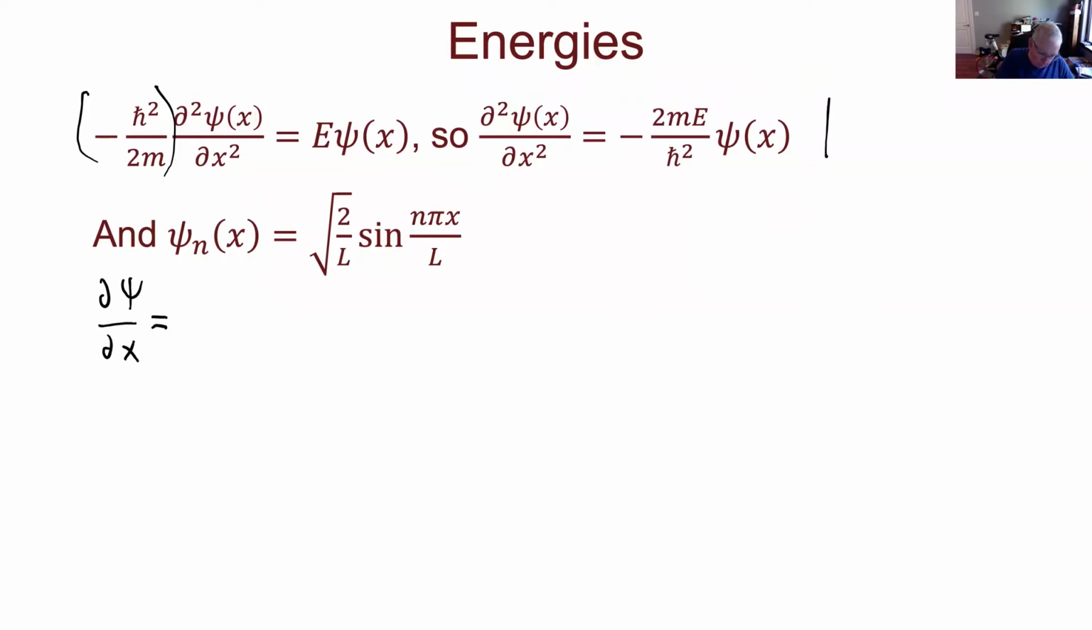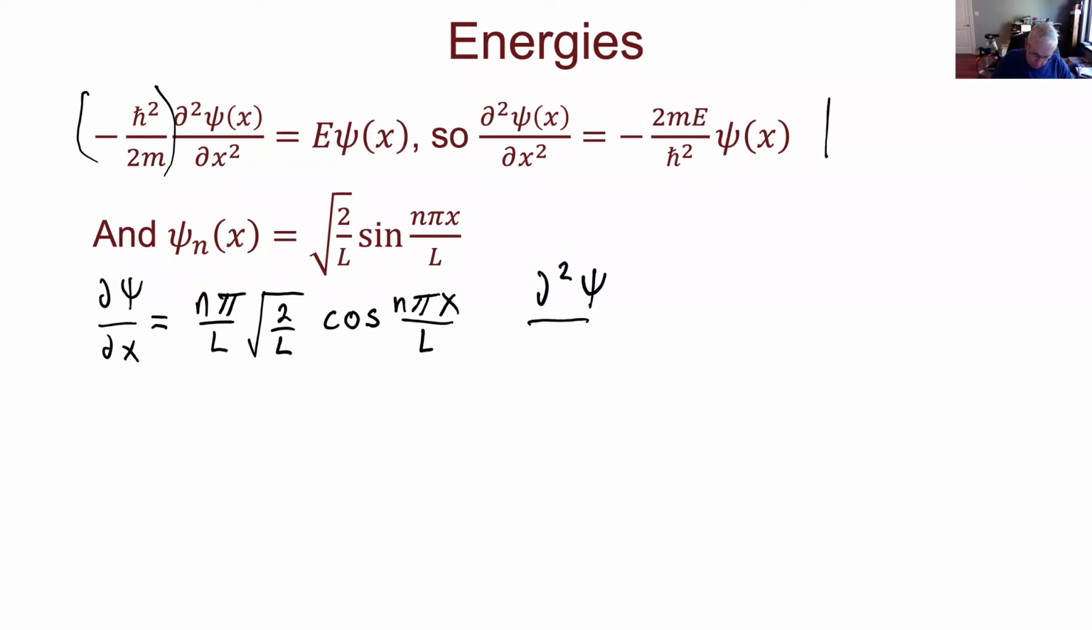If I do that, what am I going to get? I'm going to get an n pi over L from inside. I'm going to get a square root of 2 over L from the normalization factor, and I'm going to get a cosine of n pi x over L. So that's the first derivative. I need to do the derivative one more time, so I'll just do the second derivative of psi.